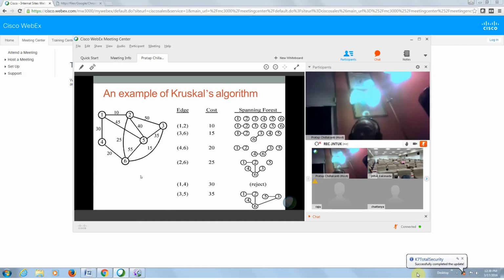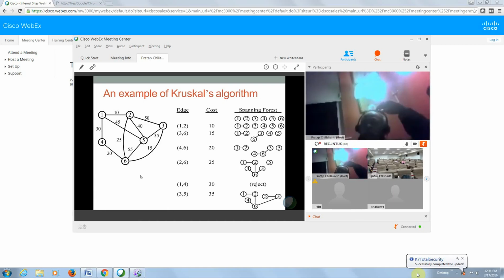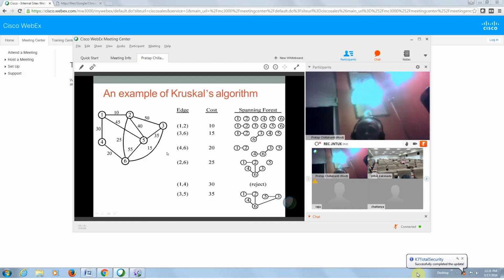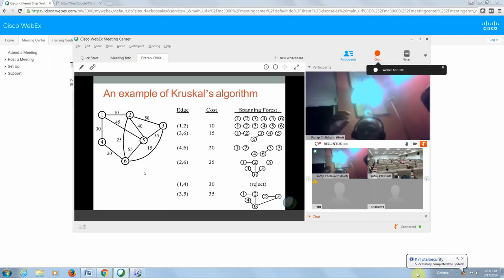Got it? Very cool, huh? Once you have these algorithms and tables and all that, it's easy for you to trace that. Okay, now Kruskal versus Prim. I don't have a Prim example here. You can easily Google a Prim algorithm example, or you can go back and review our slides.